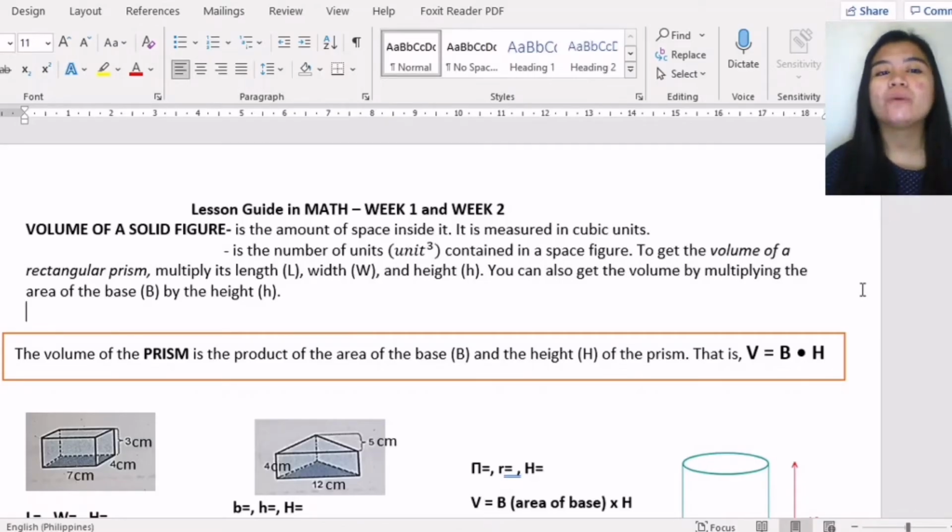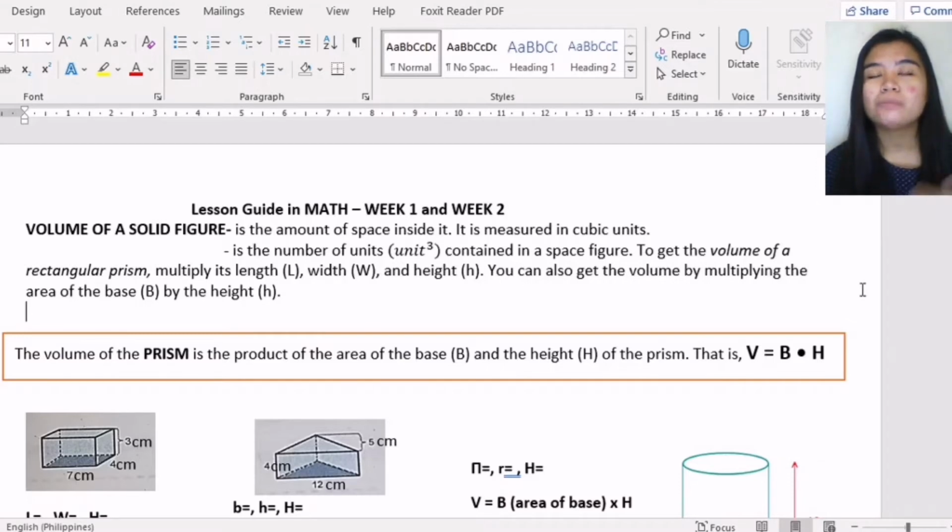We are now in quarter 4, week 1 and then week 2. Pagsasabayin ko na po ang pagba-vlog sa topic natin for week 1 and then week 2. Our topic is about finding or computing for the volume of a solid figure. Sabi dito, volume of a solid figure is the amount of space inside it.